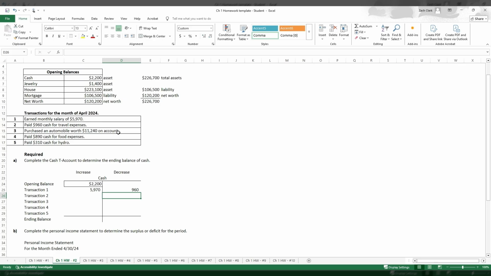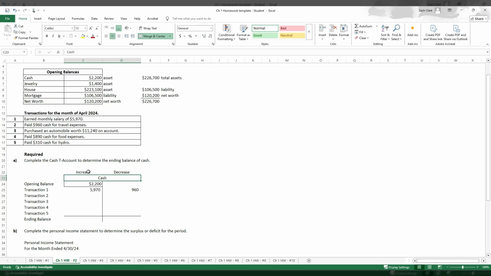We purchased an automobile worth $11,240, but we purchased that on account. And remember, on account is very important terminology to understand, because that indicates that we have incurred a liability or additional debt to purchase this automobile. We did not pay cash yet for that. So the cash account is not going to be affected at this point because we purchased on account.